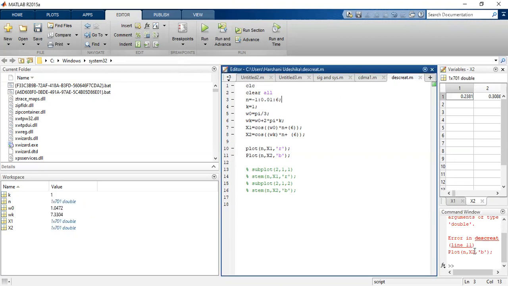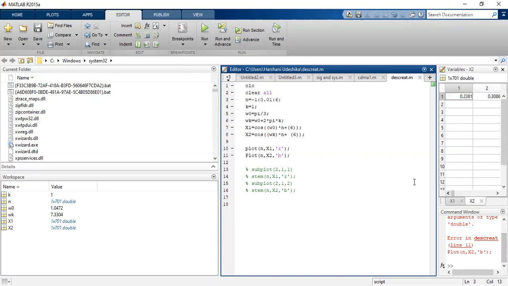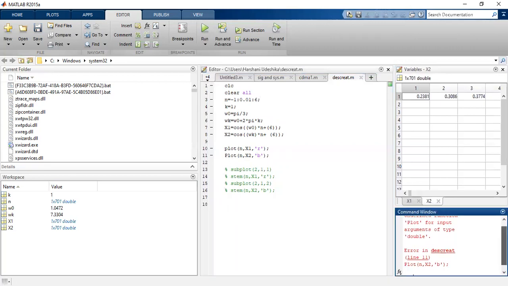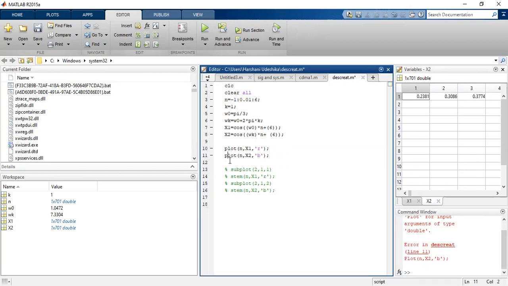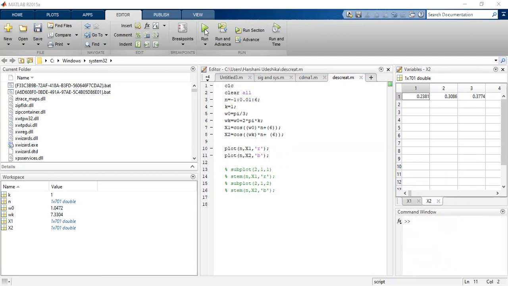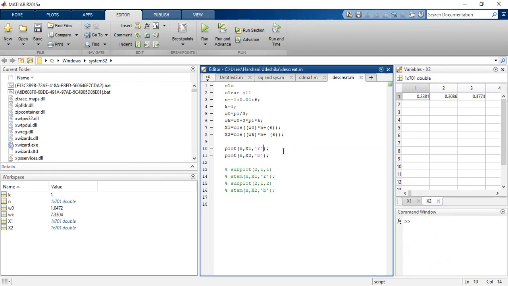Then if I plot this, some error message is there, in line 11. Sorry, this is a capital P. And if I write it, I get only one signal. What is the problem there? We have to put hold on here. When we plot in the same graph, we have to insert this command, hold on. Now I think it is okay.